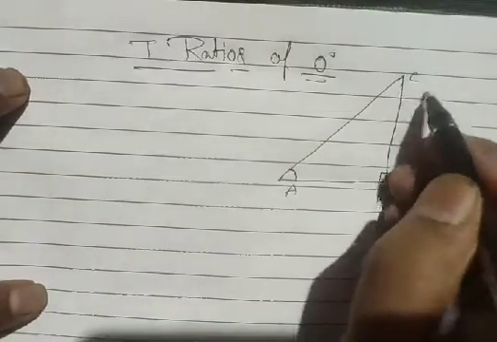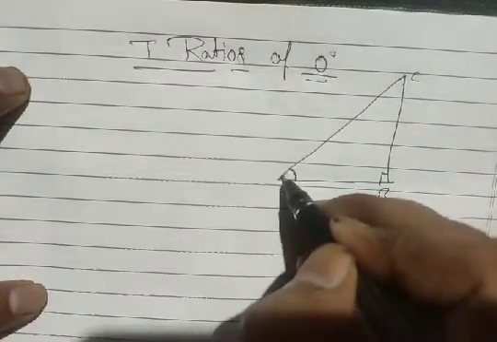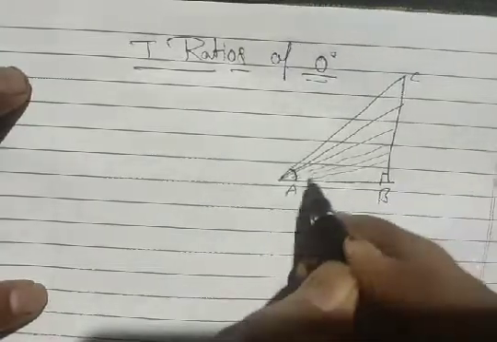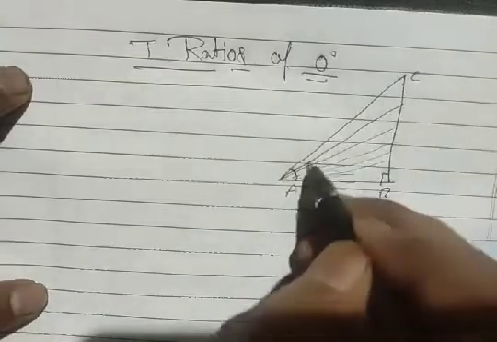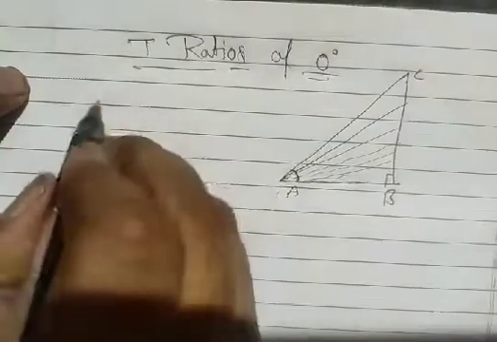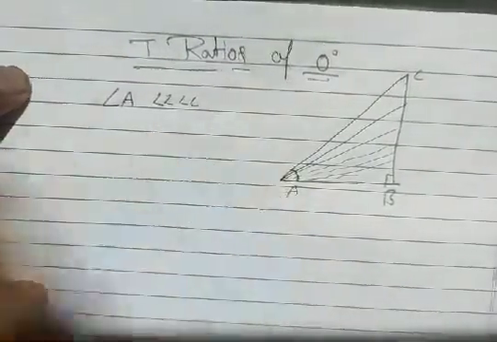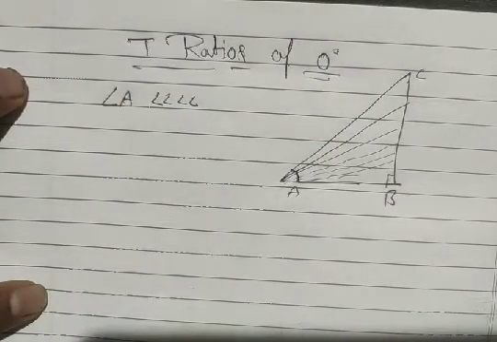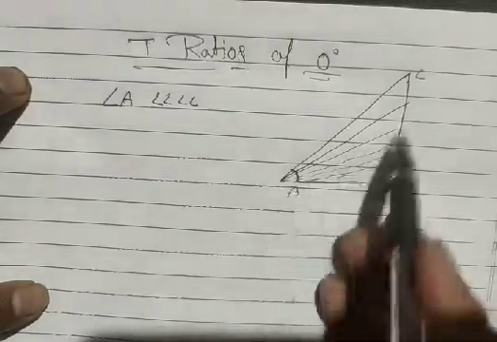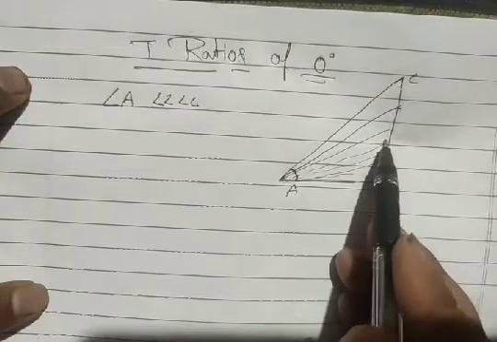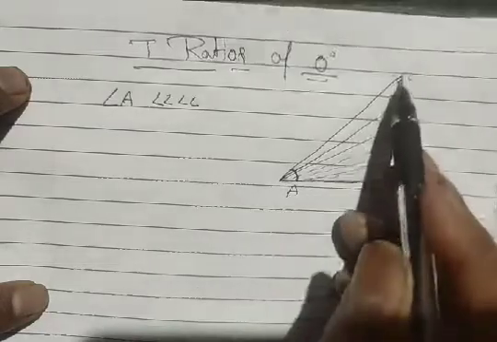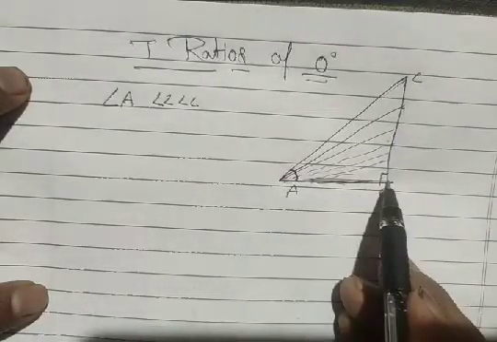We have to make our angle A so small in triangle ABC till it becomes very close to 0 degree. While we make angle A smaller, what happens? The length of side BC goes on decreasing, and when angle A is 0, our AC coincides with our AB.